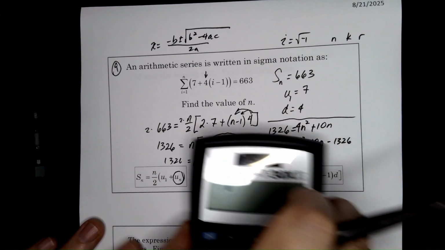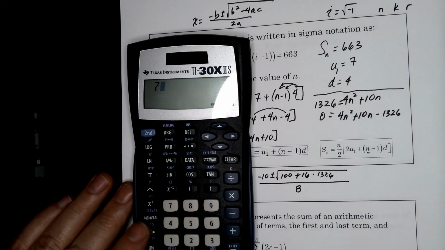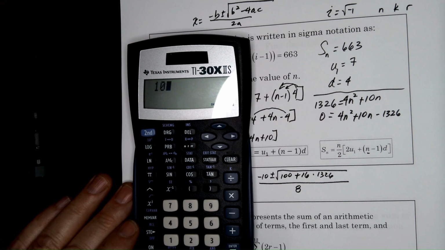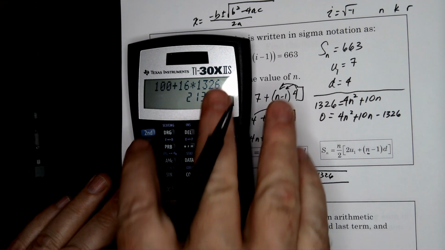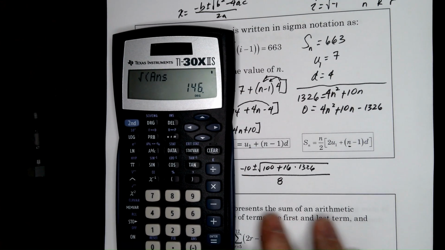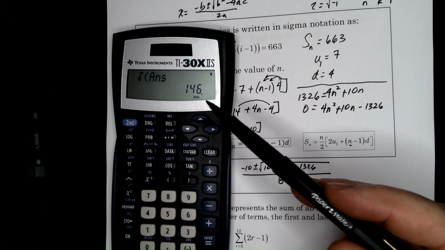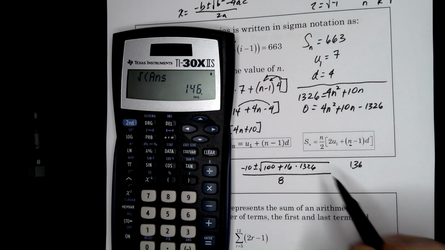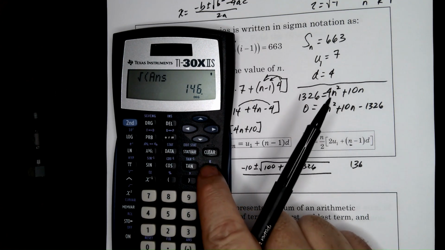And when you plug this into the calculator, it doesn't take that long. It can seem overwhelming, but let's see if we can get this set up right here so you can see it. Check this out. I'm going to do the radicand first, right? The discriminant. So 100 plus 16 times 1326 equals. And I'm going to take the square root of that. And I know my answer has to be positive because n is a positive integer, so I'm not even going to worry about subtracting 10 from that, or making that a negative. So I'm going to have 136, right? Because it's going to be negative 10 plus that, divided by 8.